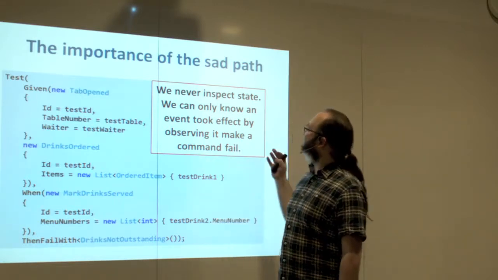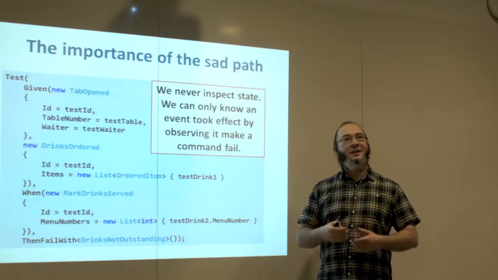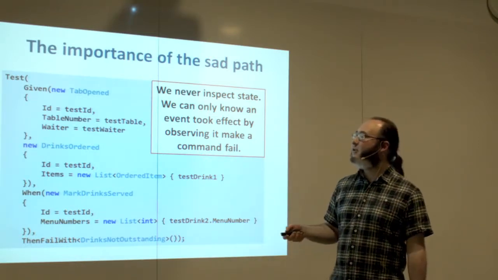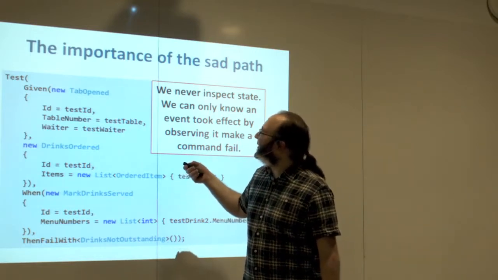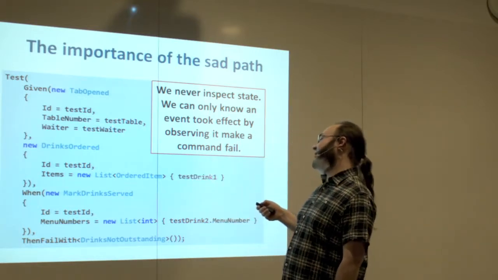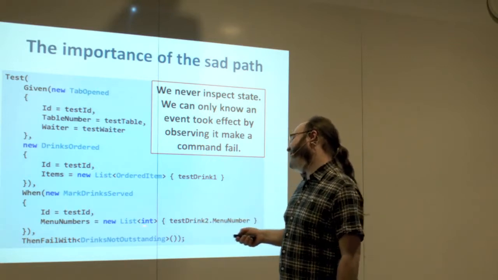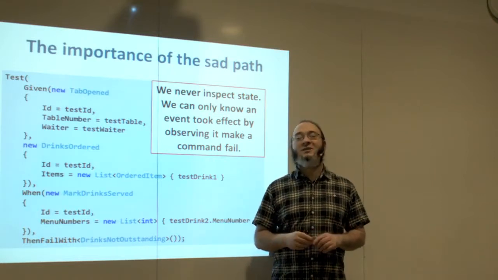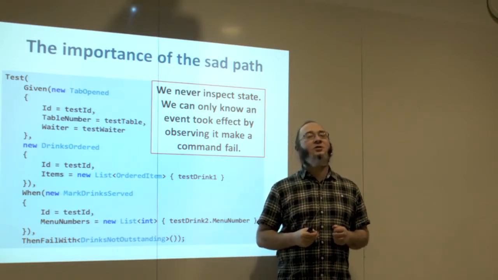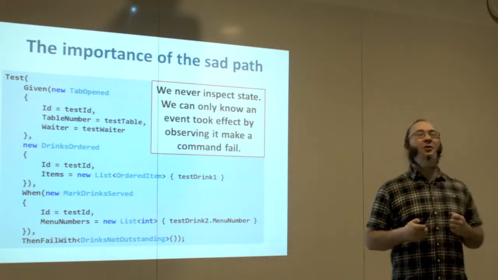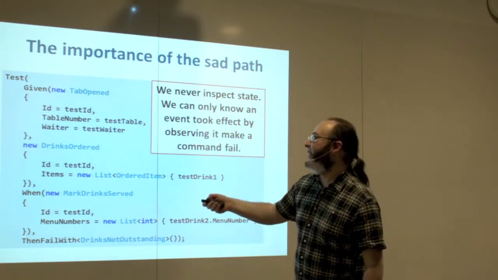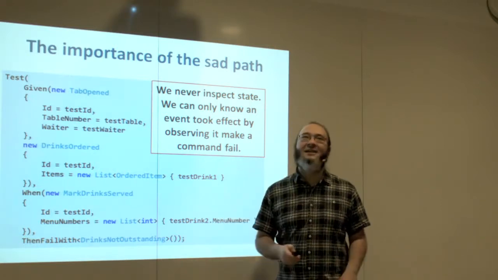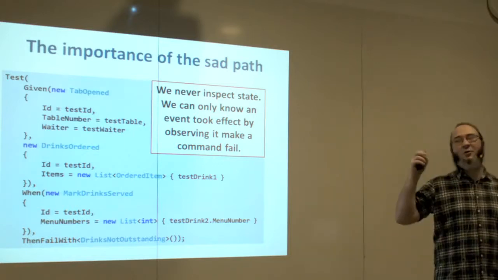What that means is that the only way you can check that something took effect is by writing another test that depends on it doing so. For example, given we opened the tab and ordered test drink 1, if I try to mark test drink 2 served, I expect to get a drinks not outstanding exception because I never ordered a drink number 2, just a drink number 1. What's interesting is the failure would have happened applying this event. The outcome is down there. But you'll note that we never go and poke at object state.